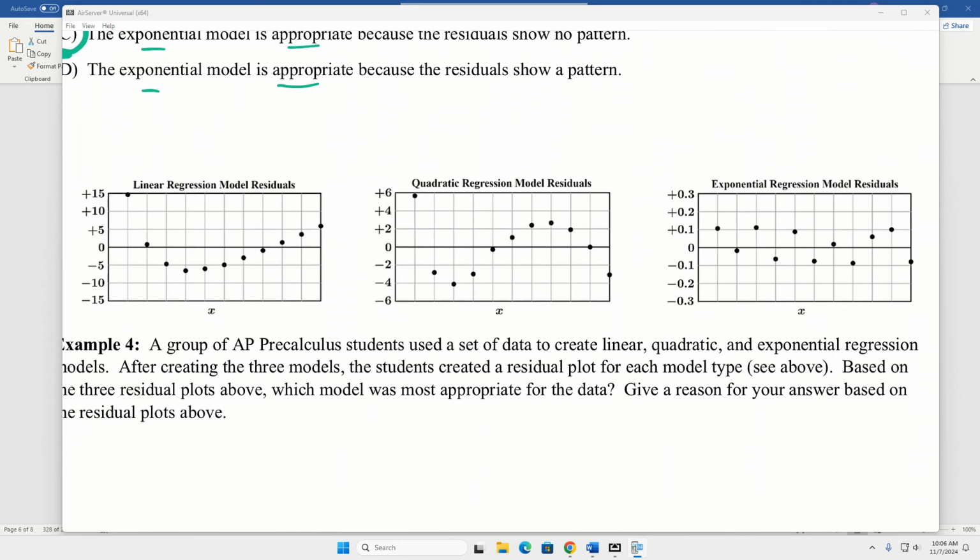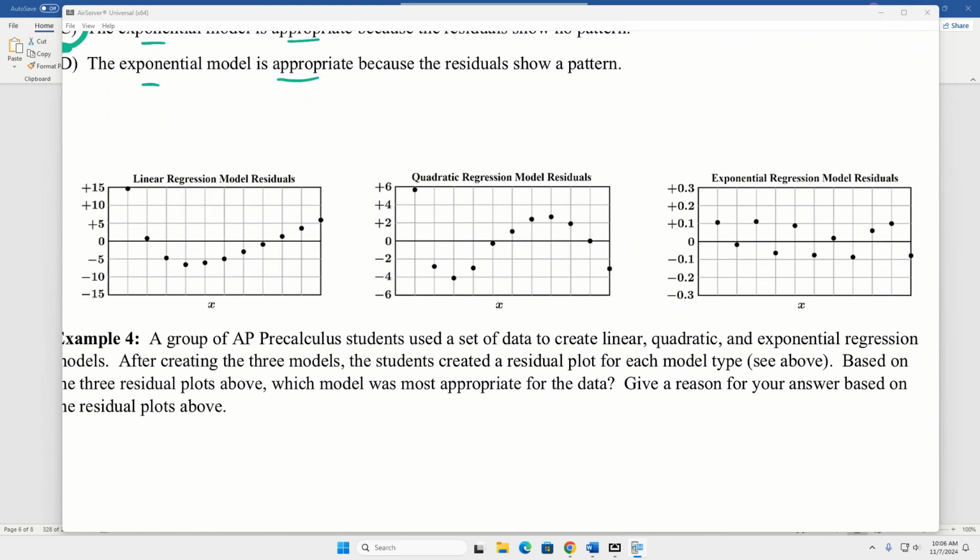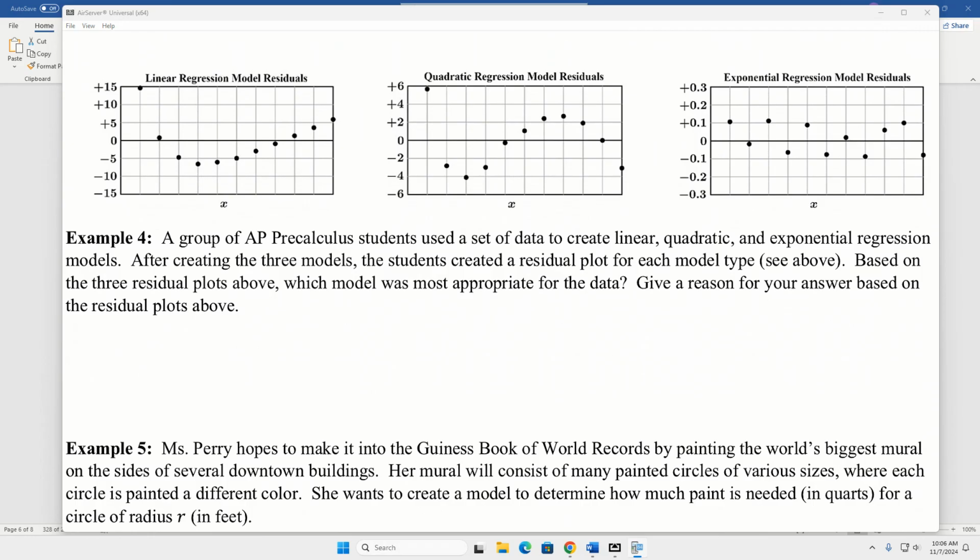Okay, this is a pretty common question that Brian Passwater likes to make up, where you are given 3 or 4 residuals and you have to answer questions about appropriateness. So a group of AP pre-calculus students used a set of data to create a linear, quadratic, and exponential regression models. After creating the models, the students created a residual plot for each model, and that's what we have. Based on the 3 residual plots above, which model was the most appropriate? What do y'all think?